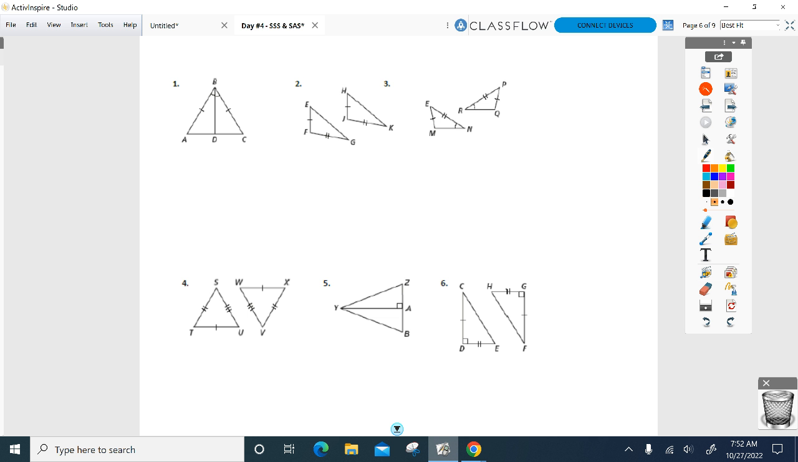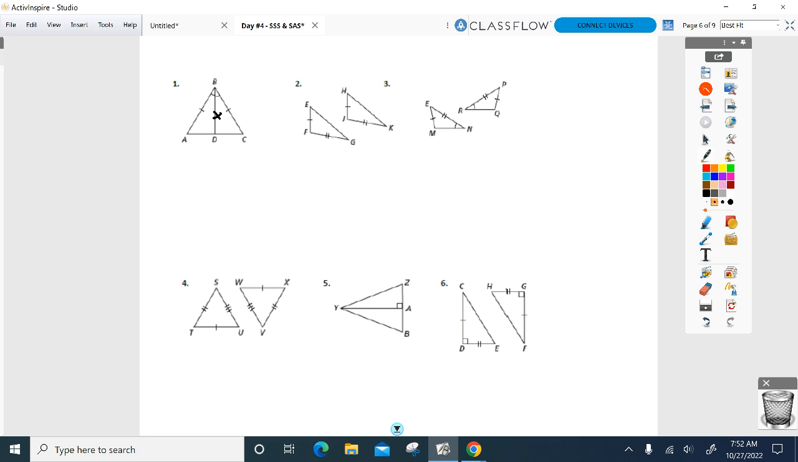What side do they share? BD. You have to mark that on your own. Okay, I will never mark this side. Remember, this is a reflexive side. All right, this is how I roll. You can roll any way you want, but I usually mark an X on the reflexive side. But you guys have to do that. That's your job, not mine. I will never mark a reflexive side. That's your job.